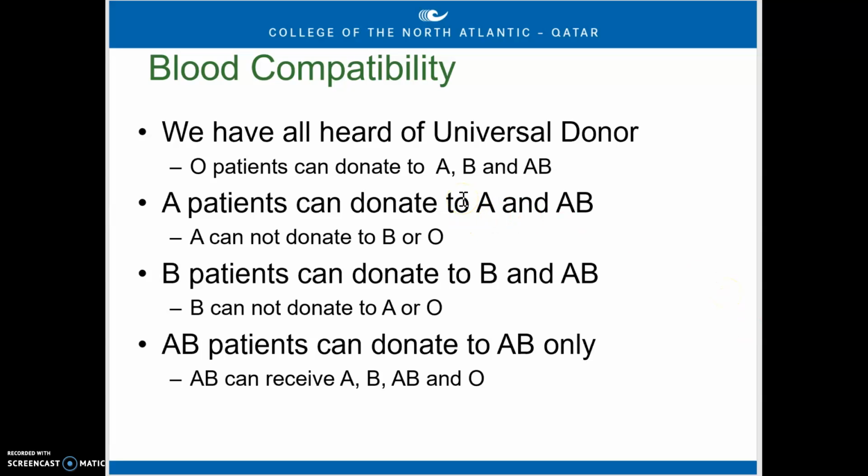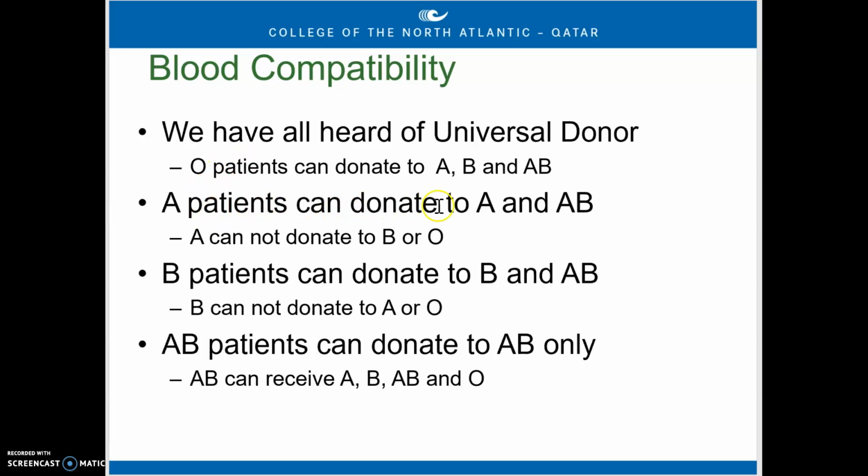So this is just showing you some of the blood compatibility tests. We talked about this before. We have a universal donor. Patients with blood type O can donate to anybody because there's no antigens on the surface of their red blood cells. So even if you're A, B, or AB and you've got antibodies in your plasma, they can't attack those cells because there's no antigens to attack.